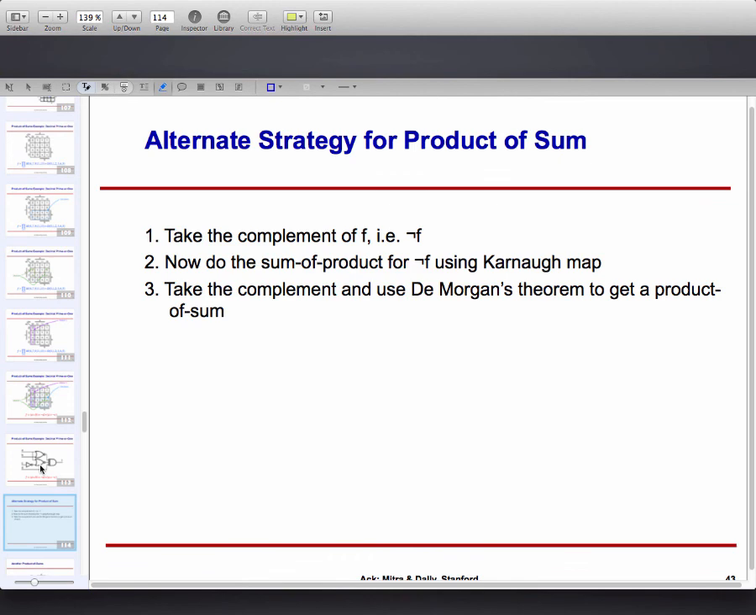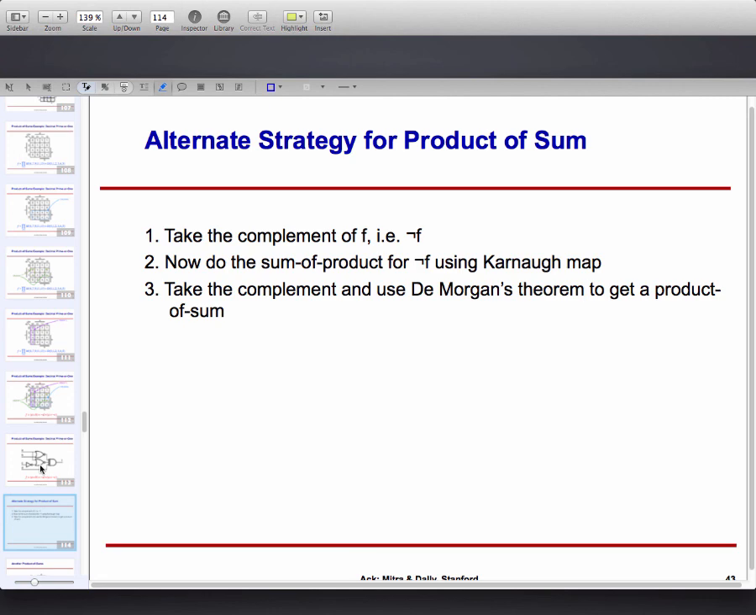Now there exists an alternative strategy which was being hinted for product of sum. So what we do is we take f, our function, we take not of f. And then we do a sum of product of the not of f. Sum of product is a minterm based strategy. And then we do implementation of that. Then we take complement, and then we use De Morgan's theorem to get product of sum.